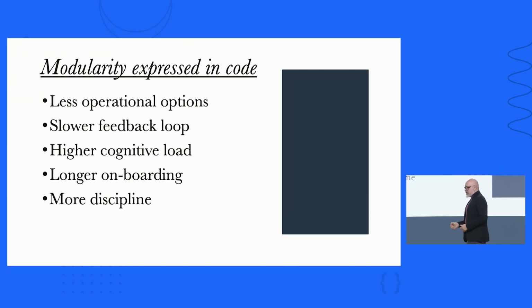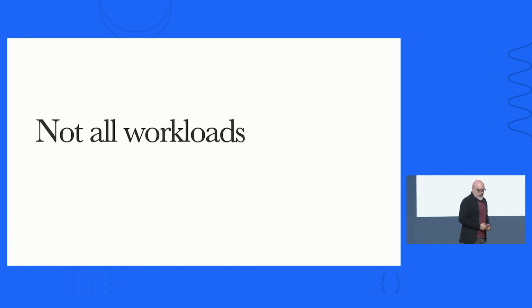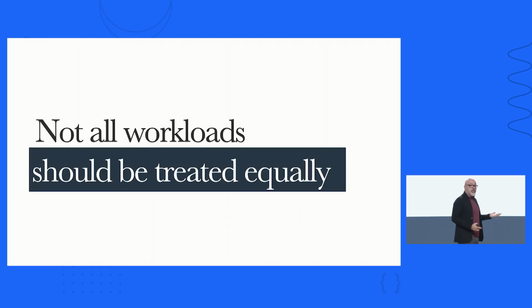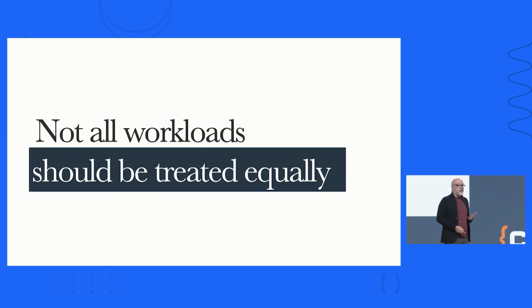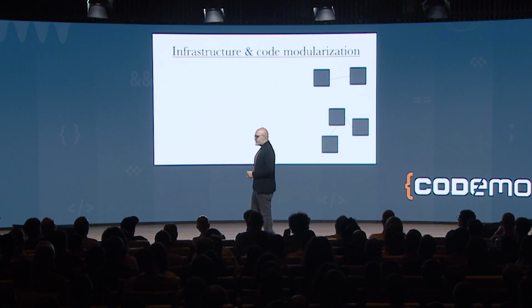And last but not least, because you want a cohesive code base, you need to be disciplined as a developer. You cannot go rogue and say, oh yes, now I'm going to implement this thing and use maybe a different framework. Obviously, experience tells us that not all workloads should be treated equally, right? And therefore, at some point, we started to evolve our architecture and think about something different, like applying modularity at the infrastructure and code level.